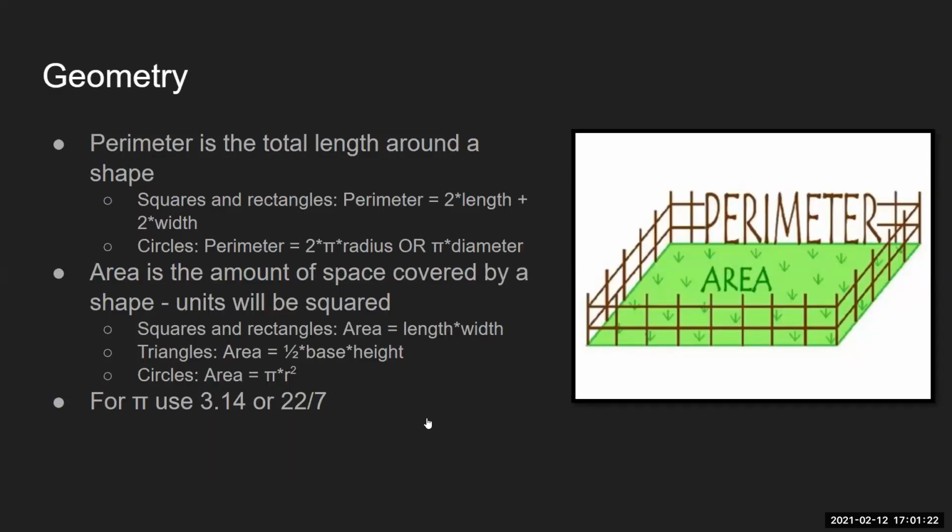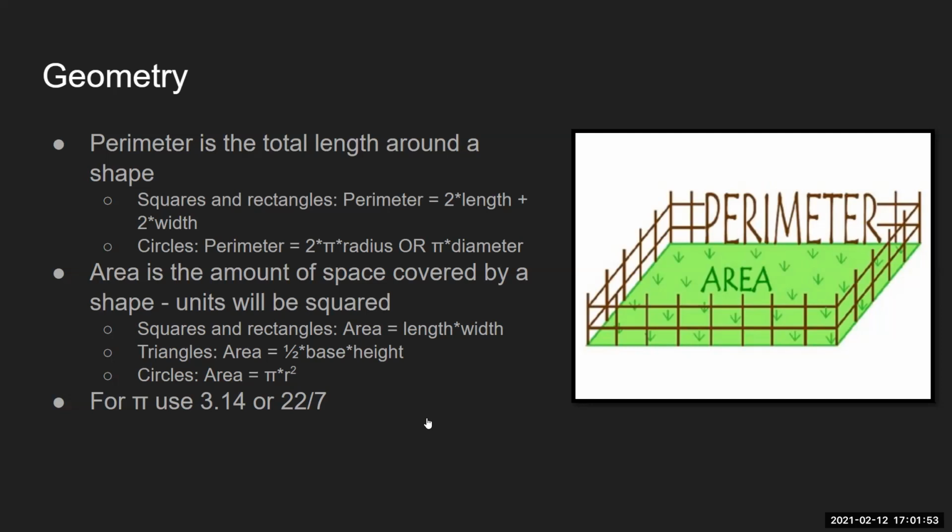So you might also see some questions dealing with geometry. Just remember that perimeter is the total length around a shape. With squares and rectangles, your perimeter is 2 times your length plus 2 times the width. With circles, the perimeter is 2 pi times the radius, or pi times the diameter, whichever they're giving you. You can do it either way.